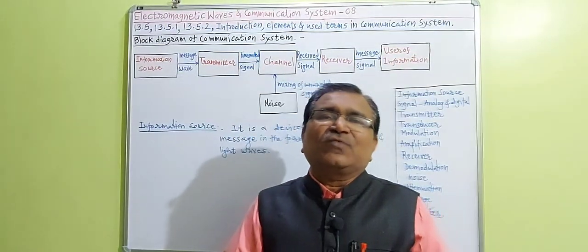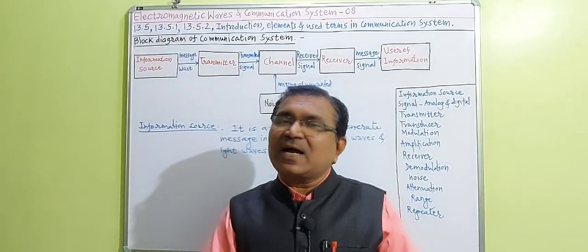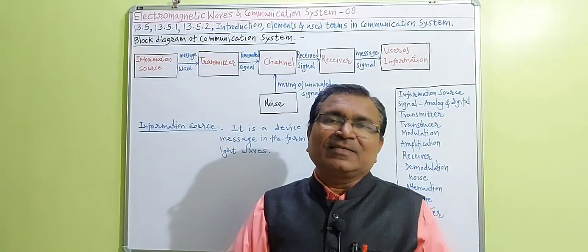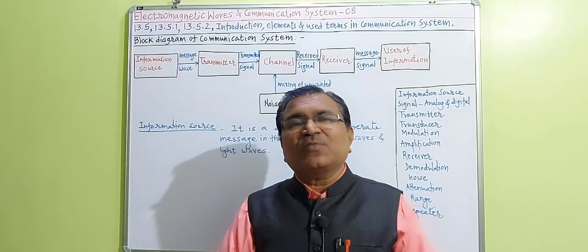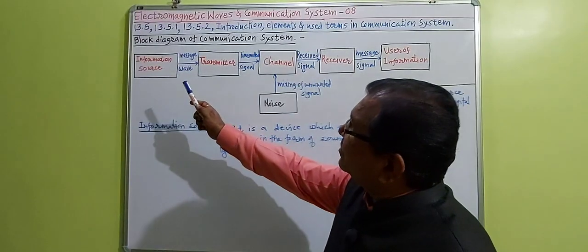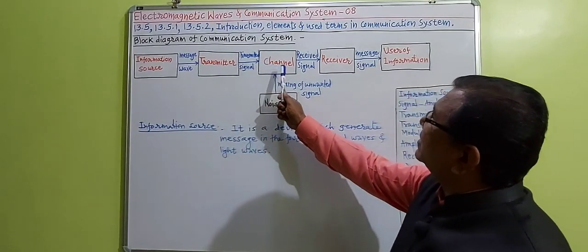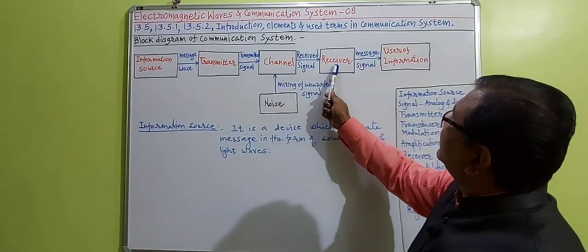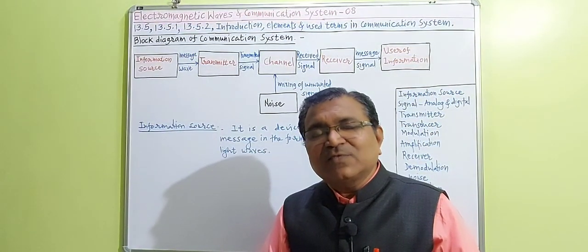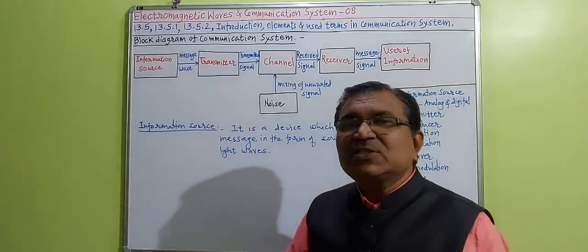While learning the communication system, we should know a block diagram that I have already drawn on the board. See it carefully. This block diagram consists of 5 parts: information source, transmitter, transmission channel, receiver, user of information. Out of that, we will discuss the first block. That block is information source.